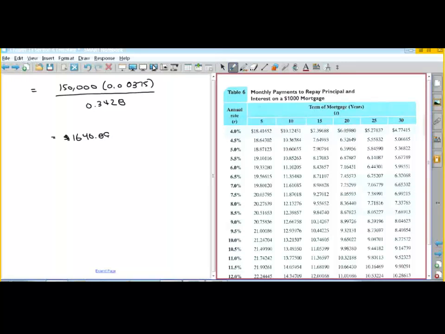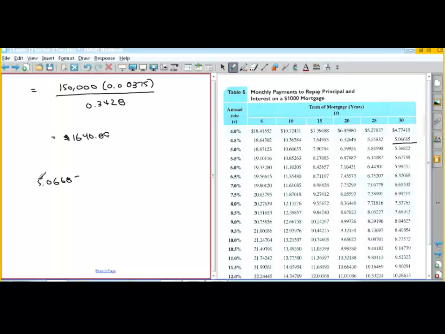So the other way is they have tables. This is a table that's in your book. The way you use the table is you go down to the interest rate, which is 4.5%. You go to 30 years. You get this multiplying factor, 5.06685. That's the monthly payment on a $1,000 mortgage, approximately $5.07. But we have a $150,000 mortgage, so you multiply it by a factor of 150.